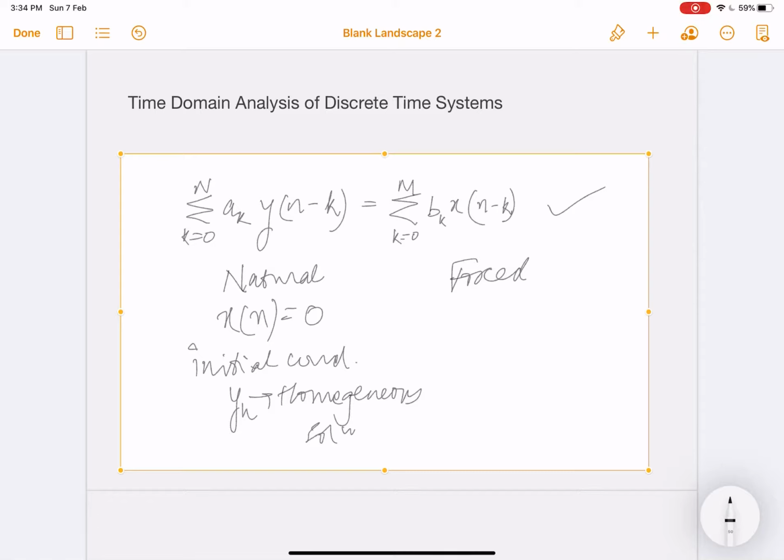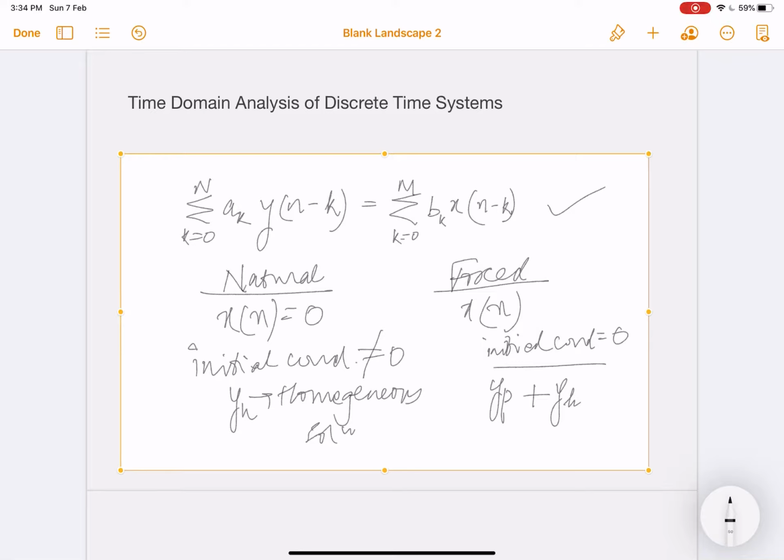Next is forced response. What is forced response? Here we have a certain input, but we consider the initial conditions to be equal to 0. In natural response the initial condition was not equal to 0, but in forced response we consider it 0. Whatever solution we get, we normally call it the particular solution. Particular plus homogeneous, whatever solution you get, will be our forced solution. So these are the two kinds of responses that we are going to get.